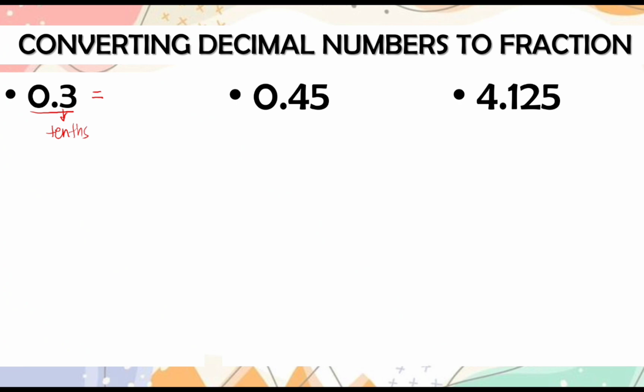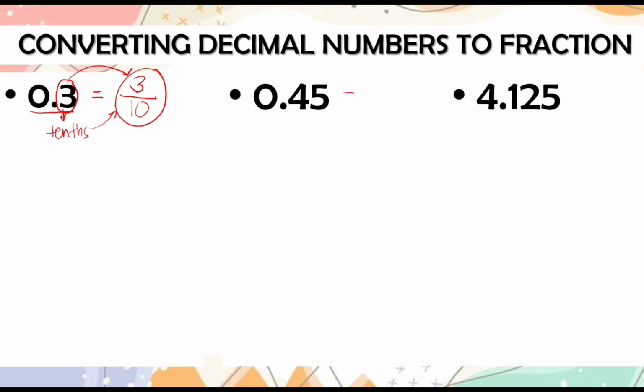Now, paano ito isulat into fraction? So, tandaan na yung decimal digit natin, yan yung isusulat natin sa numerator. So, dito, we will have 3. And then, yung denominator natin, yung place value. Since the place value of 3 here is tenths, our denominator is 10. So, the fraction is 3 over 10.